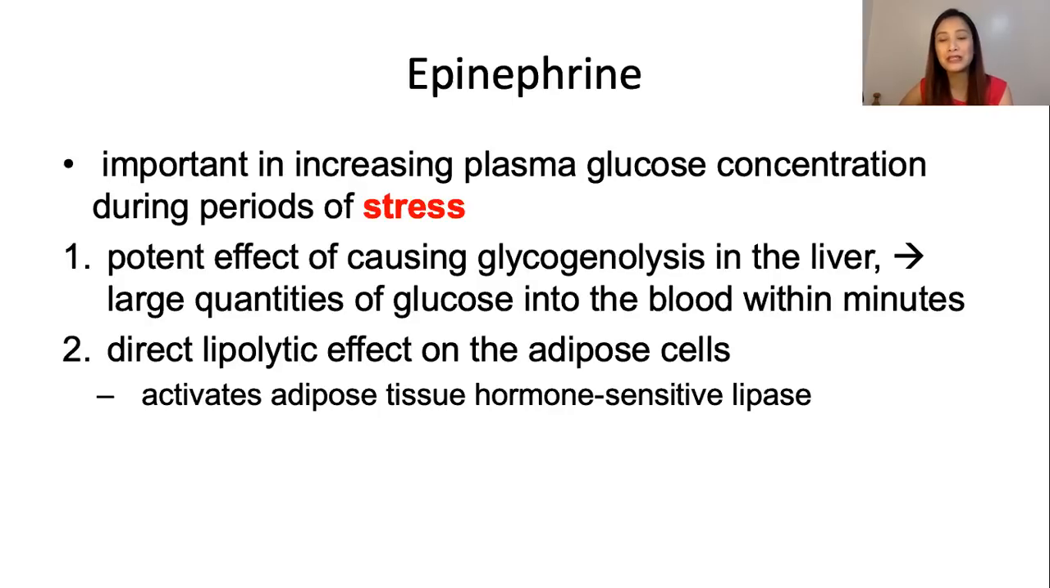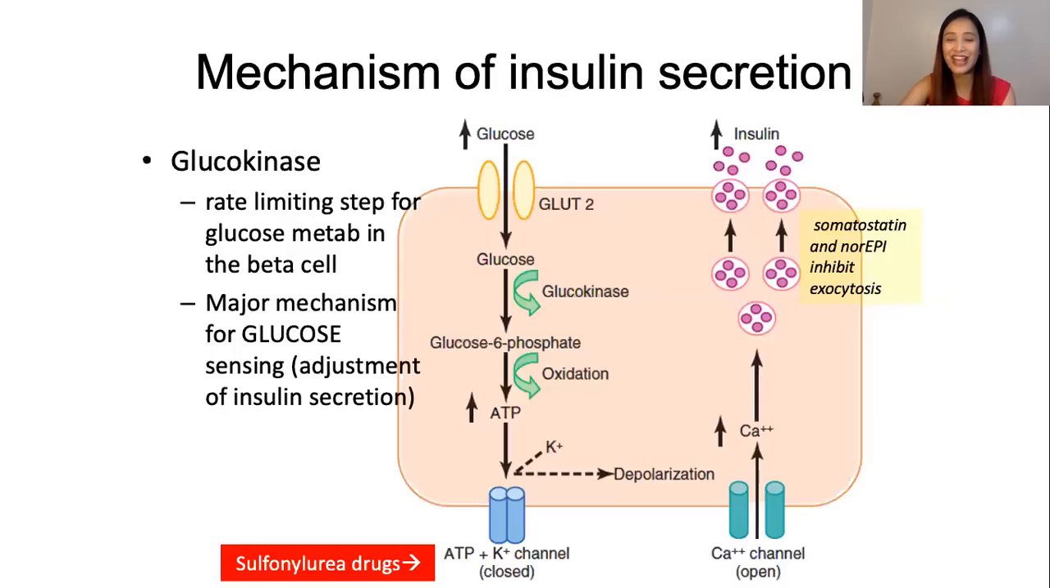So your hormone-sensitive lipase, remember, functions to break down your triglycerides into free fatty acids for energy. So how is insulin secreted from your beta cell? Let's imagine this is your beta cell.